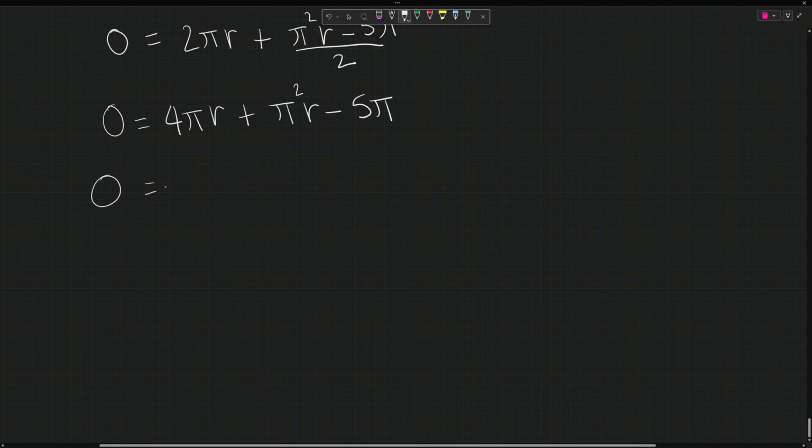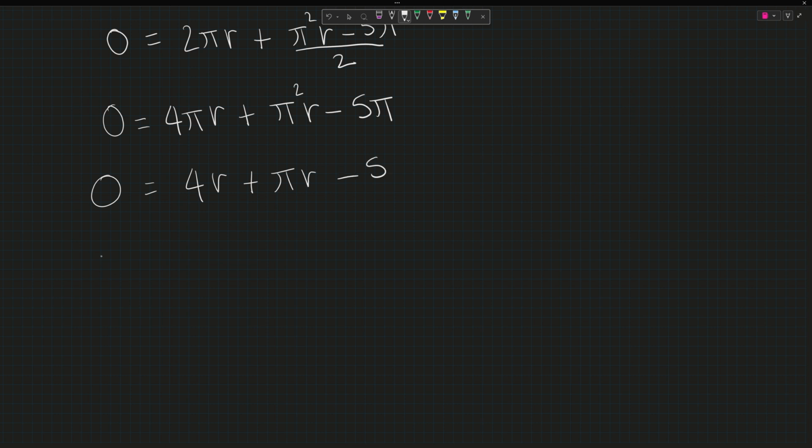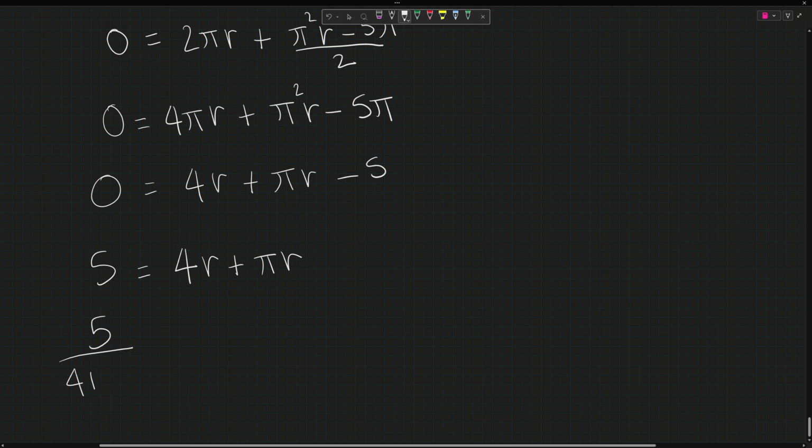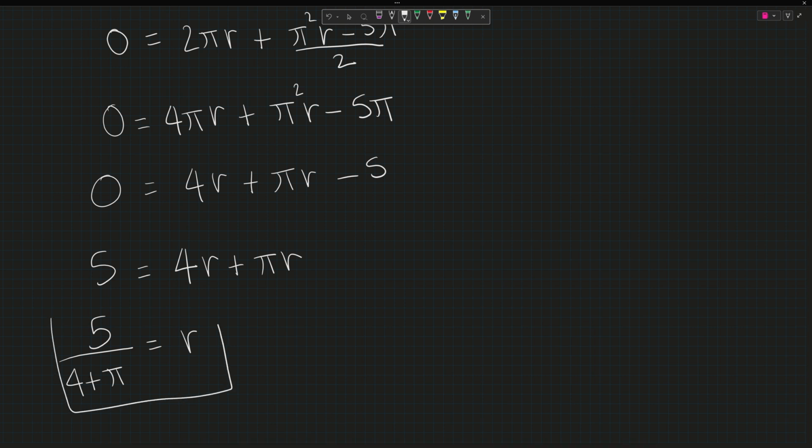So 0 equals 4r plus pi r minus 5. I'm going to send the 5 this way, and we'll have 4r plus pi r equals 5. And basically, we'll have 5 over 4 plus pi equals r. This is a critical point.